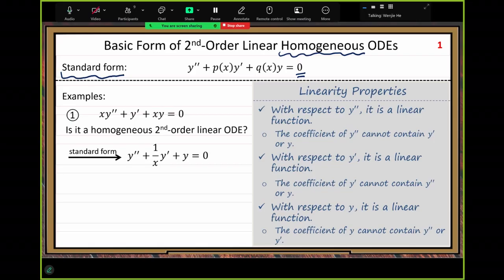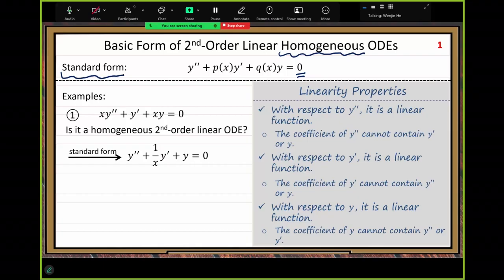Regarding the equivalence of these two equations, in the original equation, x is allowed to be 0. But in the standard form, the second form, x is not allowed to be 0. That's the key difference. But because the difference is small, you can work on the standard form first.